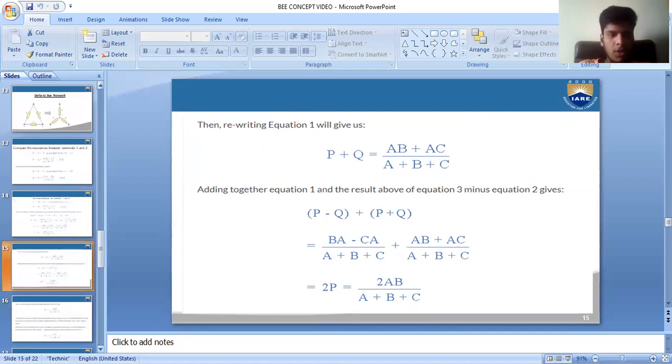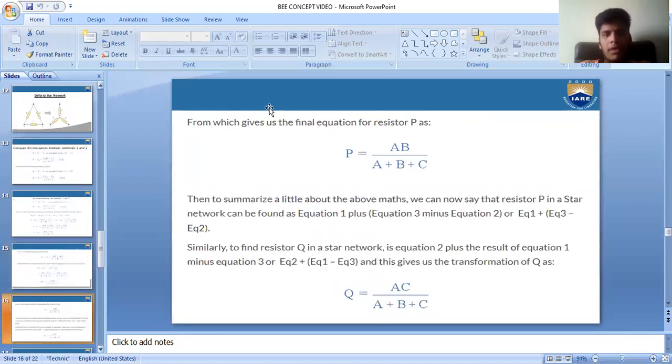Now we move to the next slide, which gives us the final equation for resistor P as P is equal to AB divided by A plus B plus C. Then to summarize the above maths, we can say that resistor P in a star network can be found as equation 1 plus equation 3 minus equation 2.